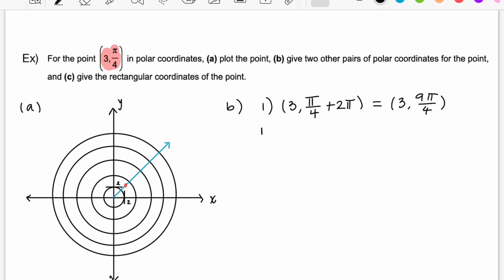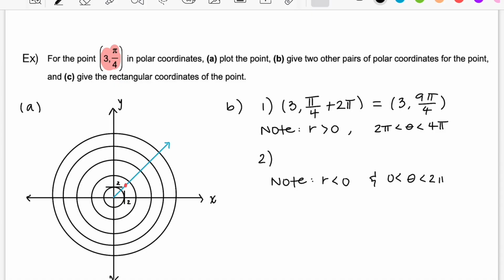Now, something to notice in this case, r is positive, and our theta is actually in between 2 pi and 4 pi. Now, it could be the case on the homework where they want you to stick to these parameters, but it could also be the case where they ask for something different. What if you wanted to find equivalent polar coordinates where r is less than 0, so negative, and theta is going to be in between 0 and 2 pi.